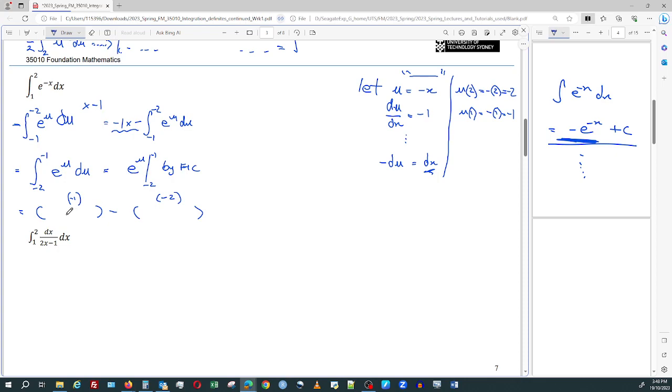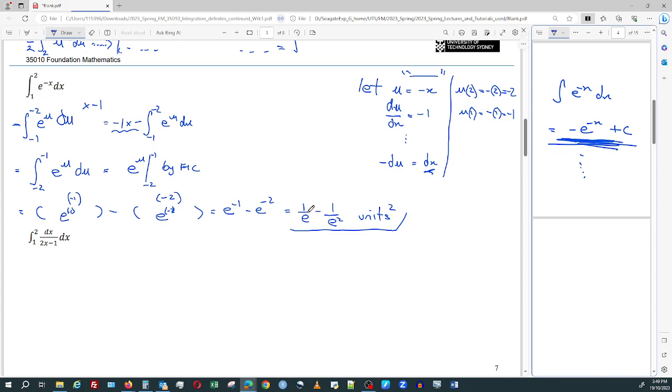And what are we left with? e to the u. So we're going to put a minus 1 in there, and a minus 2, and that will give us e to the minus 1 minus e to the minus 2, which is what? 1 over e minus 1 over e squared, units squared. Wow. So it's given it to us as an exact value. Okay. Now, what's lost? The shortcut.